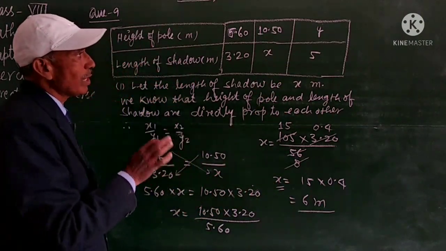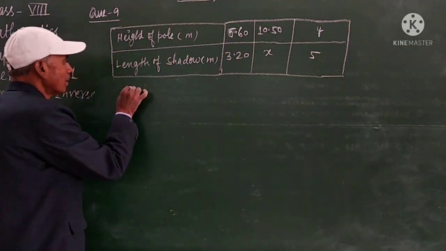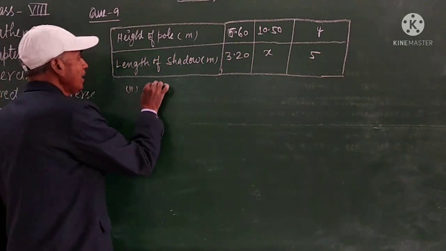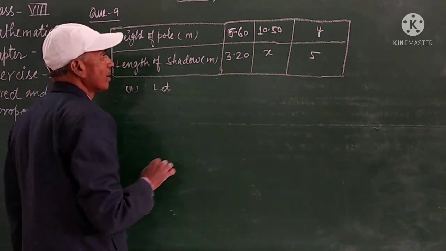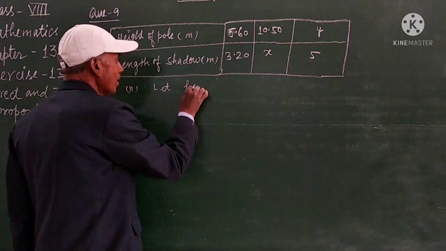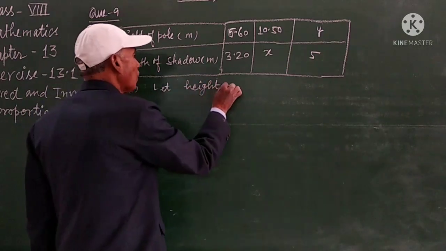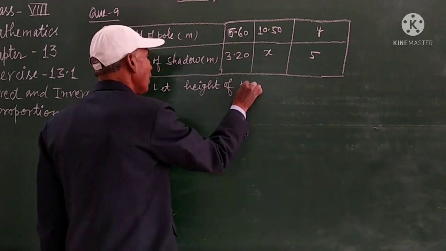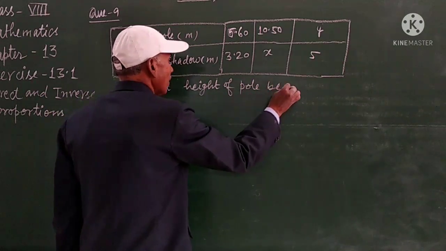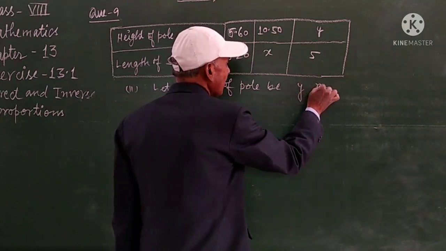Now we have to solve the second part of this question. In the second part, let the length or height of pole be y meter.